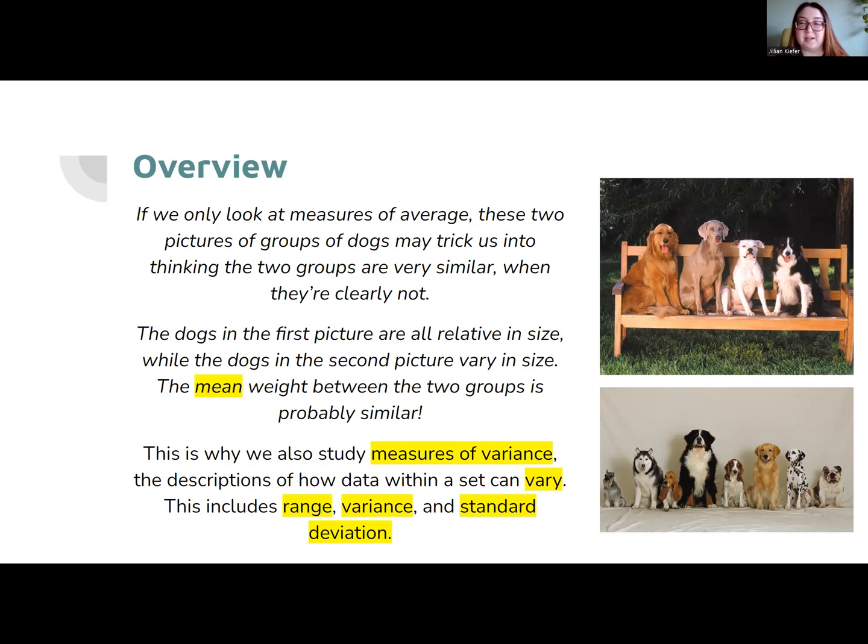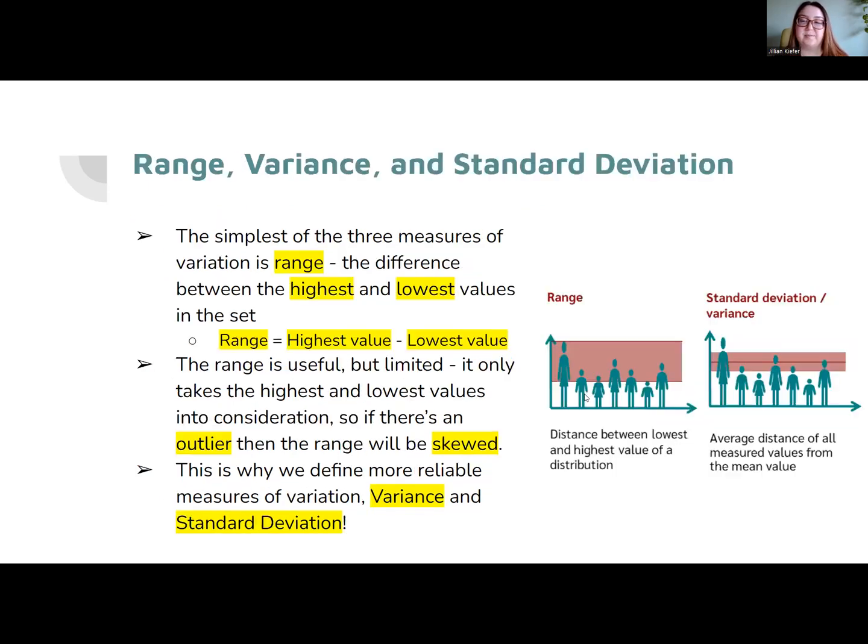And so this is why we study measures of variation: the descriptions of how data can vary within a set. This includes range, variance, and standard deviation. Those are the three things that we'll look at mostly today in this lecture.